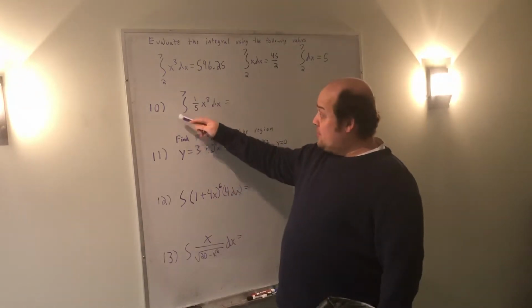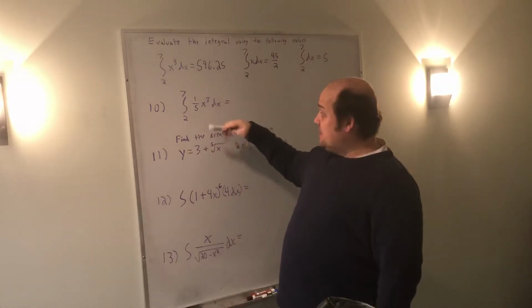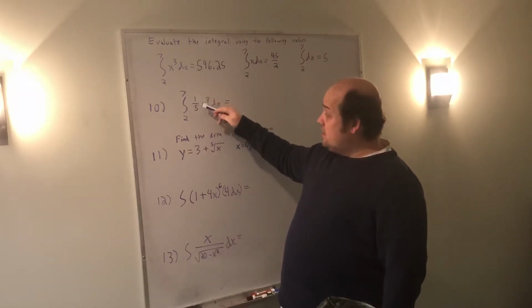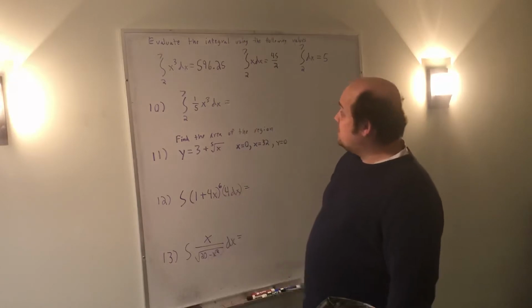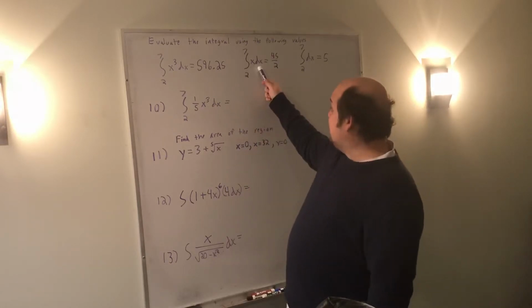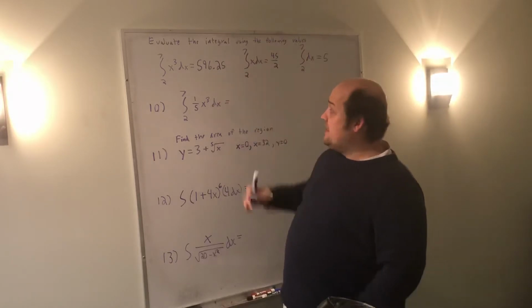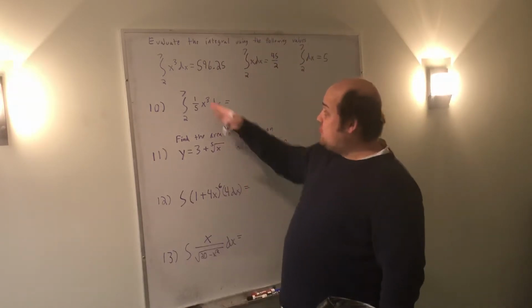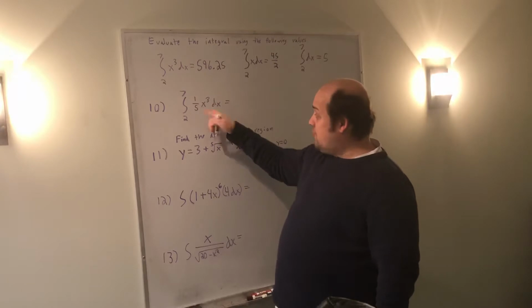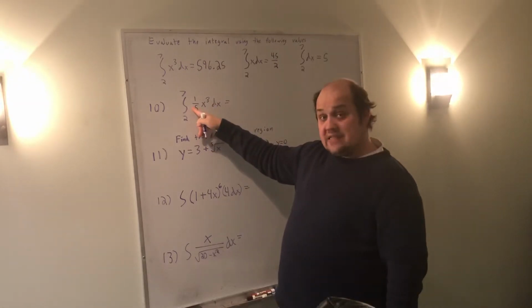Specifically here in question 10, I'm asking in my sample example, what's the integral from 2 to 7 of 1/5 x cubed dx? For that problem, I don't need this integral and I don't need this integral. All I need is this 596.25. Essentially, that's the answer to this integral if I pull this 1/5 constant out front.